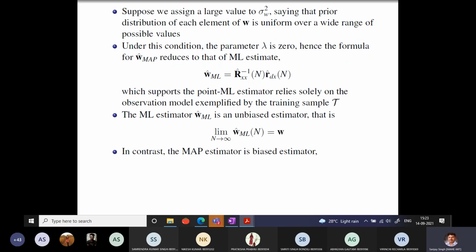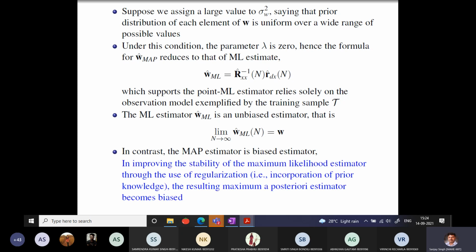In contrast, we also have to see that the ML estimator, the maximum likelihood estimator, is an unbiased estimator. That is, if the number of examples is very large, this estimator will converge to the true value. This is what is called an unbiased estimator, whereas the MAP estimator is a biased estimator. So what do you mean by biased estimator? I'll explain in another couple of minutes.